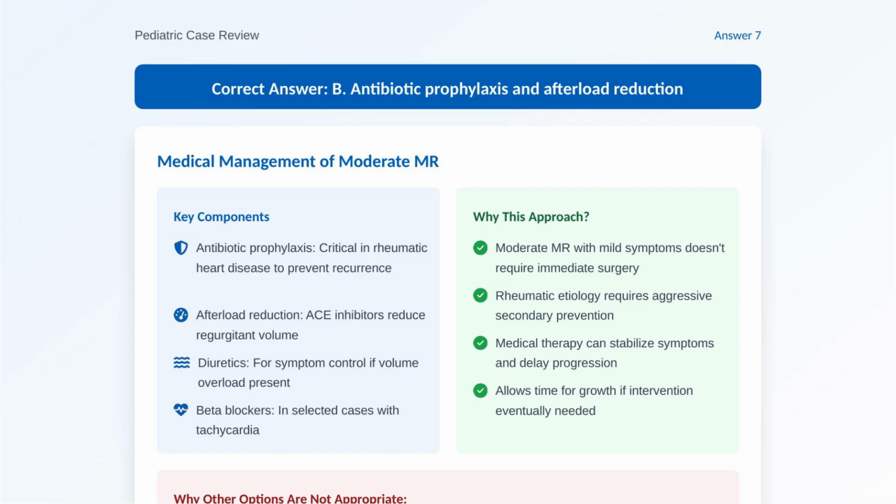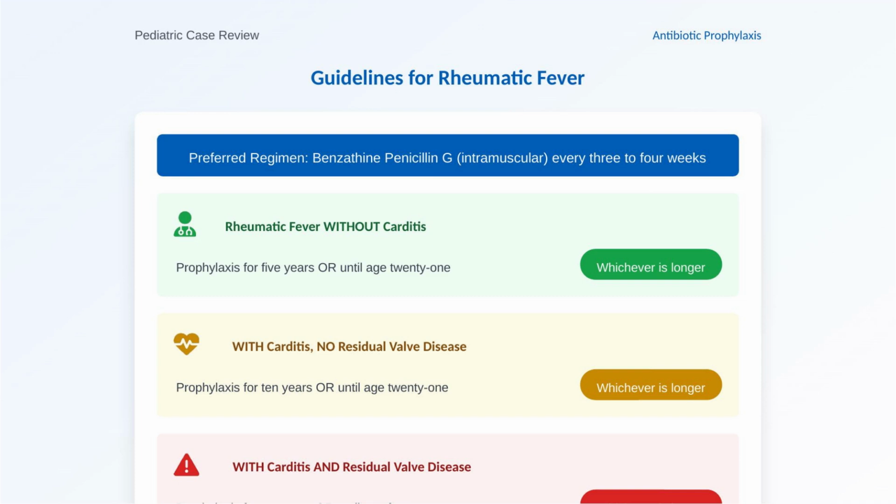Diuretics may be added if there is evidence of volume overload, and beta blockers might be considered in selected cases with tachycardia. This table outlines the antibiotic prophylaxis guidelines for patients with rheumatic fever, which is crucial for preventing recurrence and further cardiac damage. The preferred regimen is benzathine penicillin G administered intramuscularly every 3 to 4 weeks, as it provides the most reliable protection against streptococcal infections.